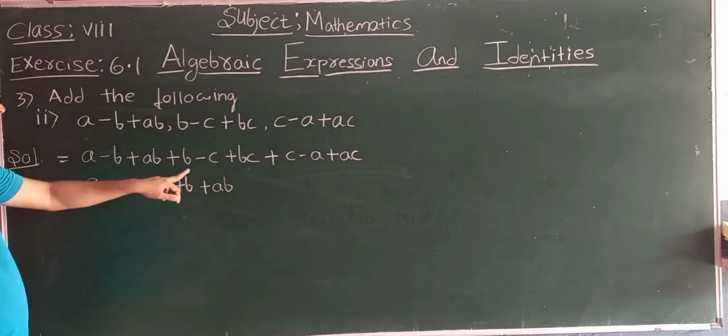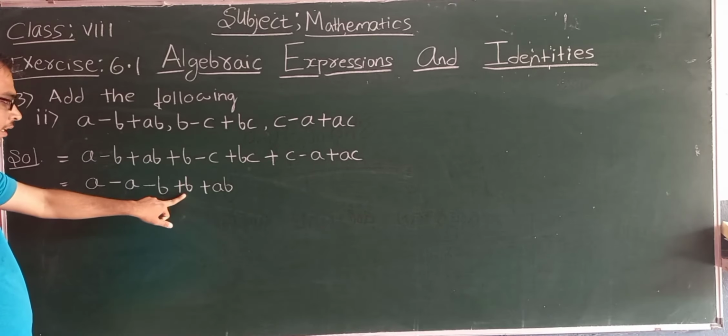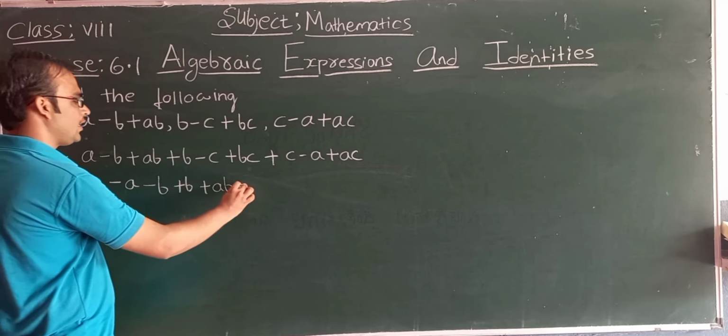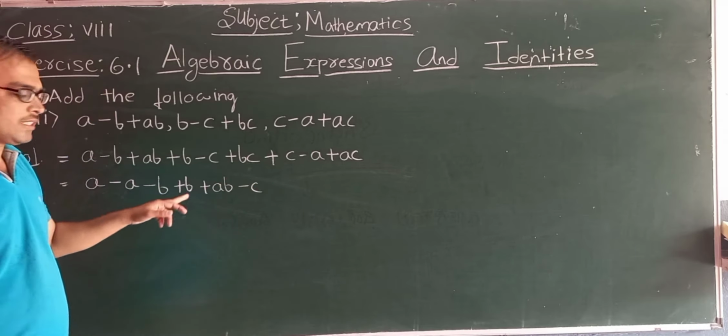And next what is this? B. We have done B, so no need of writing it again. And what is here? C. Minus C is there. Just check whether there is any other C or not.